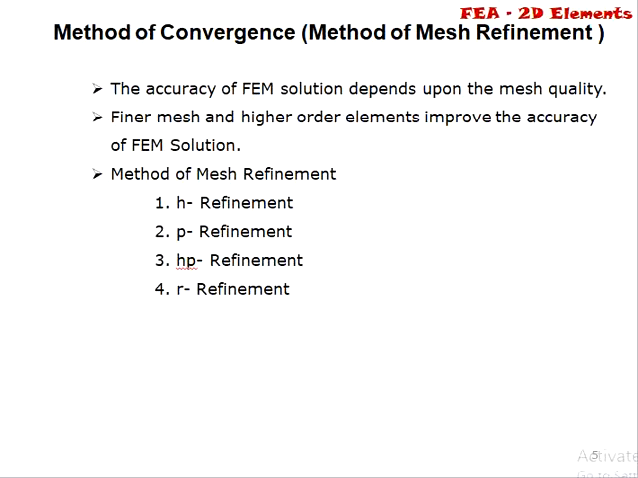Then that is the method of convergence. To obtain a convergence rate, there should be some method. The accuracy of the FEM solution depends on the mesh quality. If you go for a higher or fine mesh, you get an accurate solution. So on the basis of refinement, there are 4 methods: H refinement, P refinement, HP refinement and R refinement to obtain convergence.